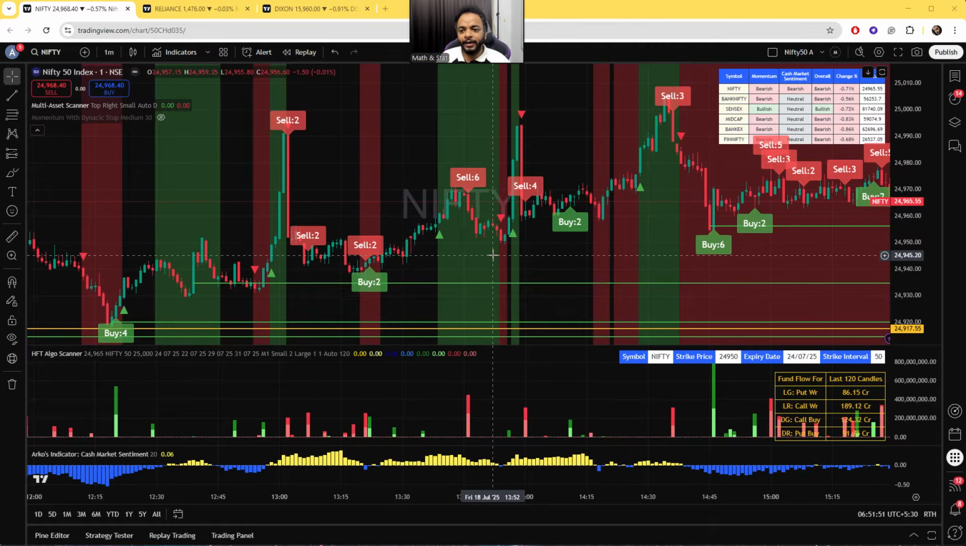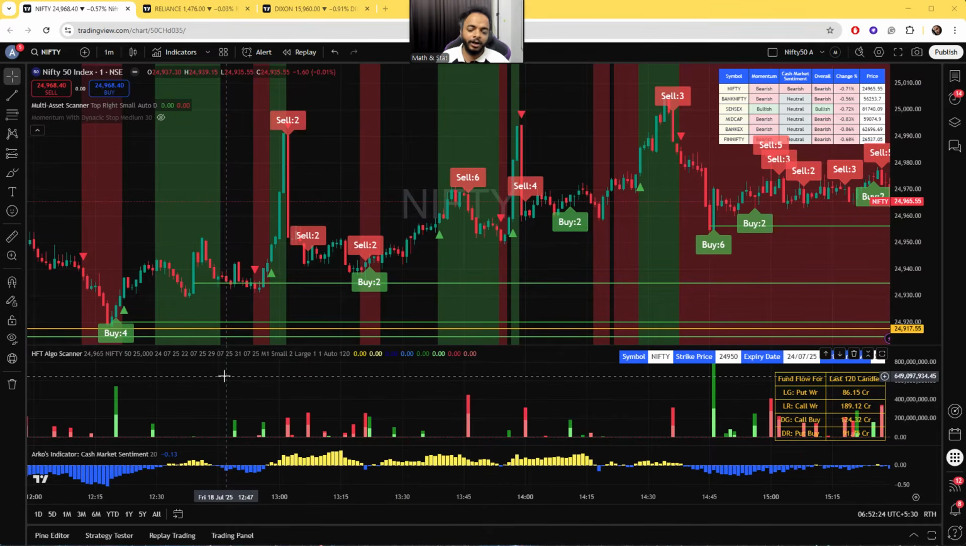First of all, if you have been given the access, you will be getting four indicators on TradingView and the AI money flow sheets on Google Sheet. The indicators on TradingView are the HFT Algo Scanner, the cash market sentiment, the scanner, the multi-asset scanner, and the dynamic stop navigator. Now let's go one by one, dive deeper into each of them, and see what the updates are and how we can utilize them.